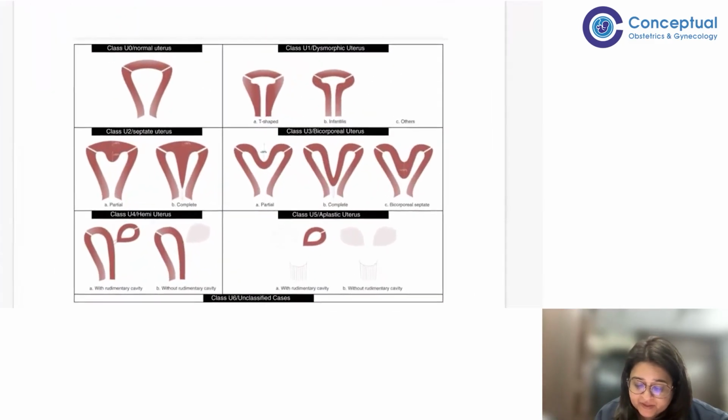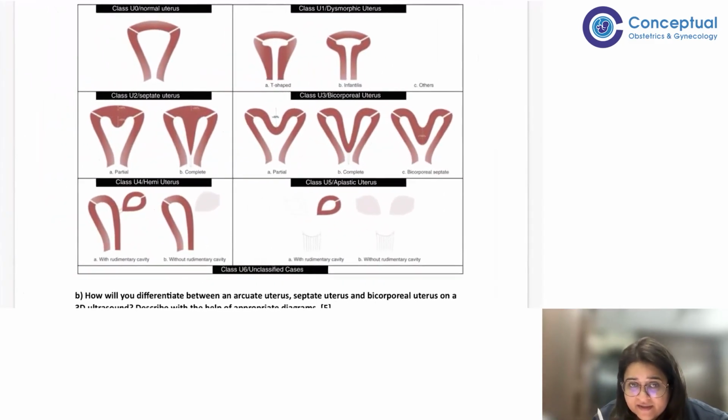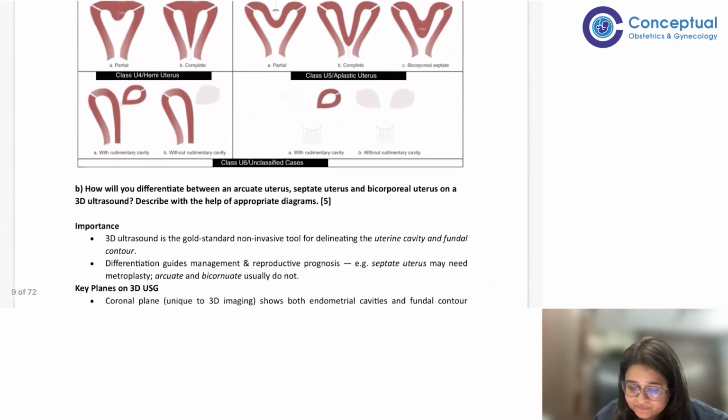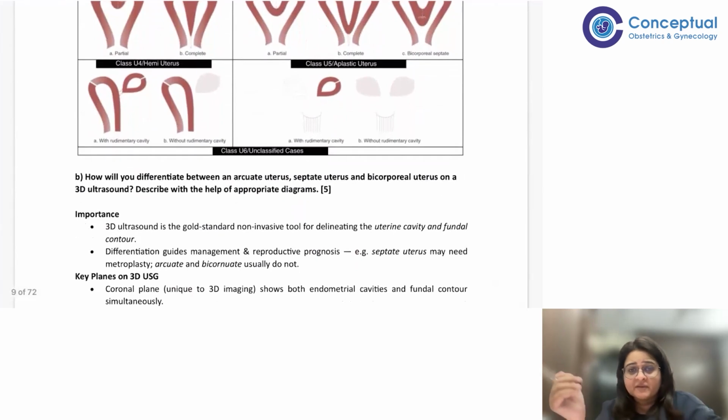Now, this is the diagram. You can draw the different types of views. You can draw a septate uterus. You can draw bicornuate, double uterus, a hemiuterus with or without a rudimentary horn. You can do all that, and then you can sub-classify your answer, with the help of images.